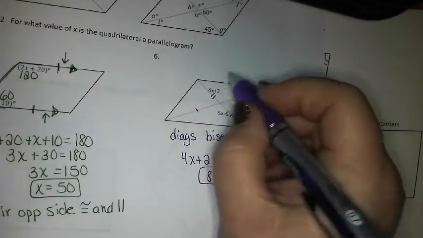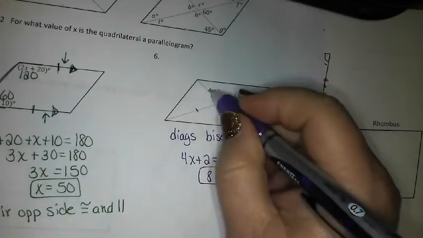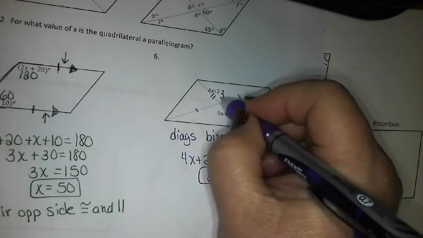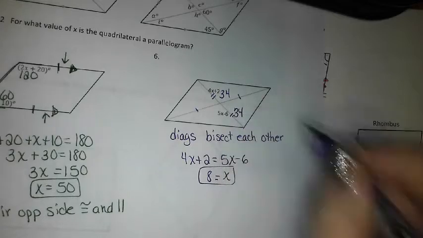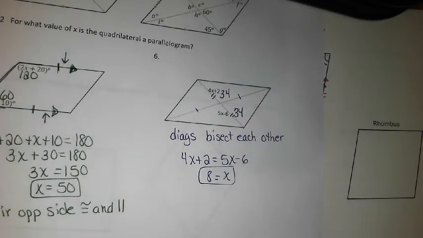And that makes this segment, let's see, 32 plus 2 is 34. 40 minus 6 is also 34. So that one is if the diagonals bisect each other, then we have a parallelogram.